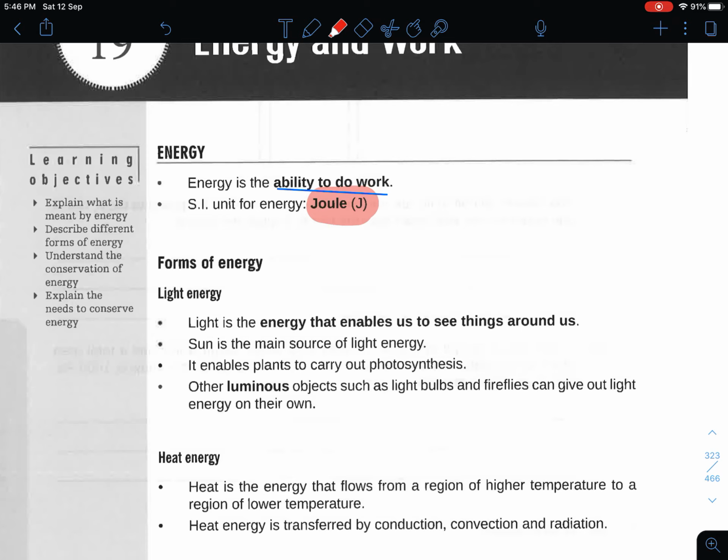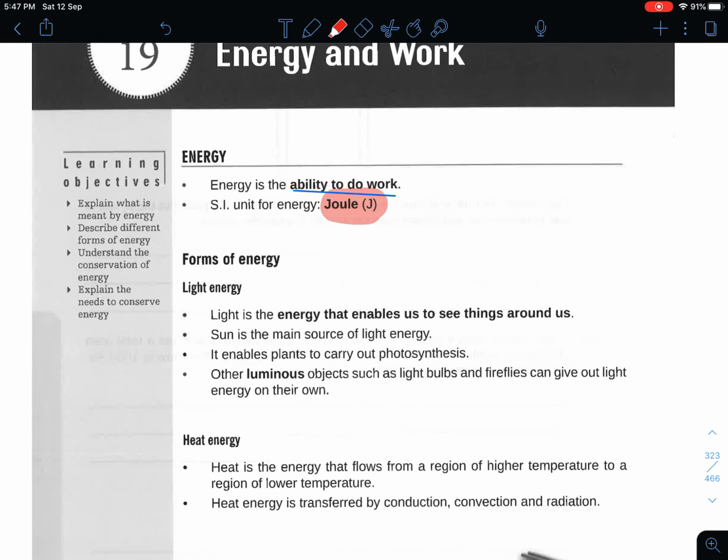So in the exam, if they ask you to name the SI unit, you have to spell it in full, which is joules. If they are asking you to state the symbol for the SI unit, it is J. Now, there are many different forms of energy.